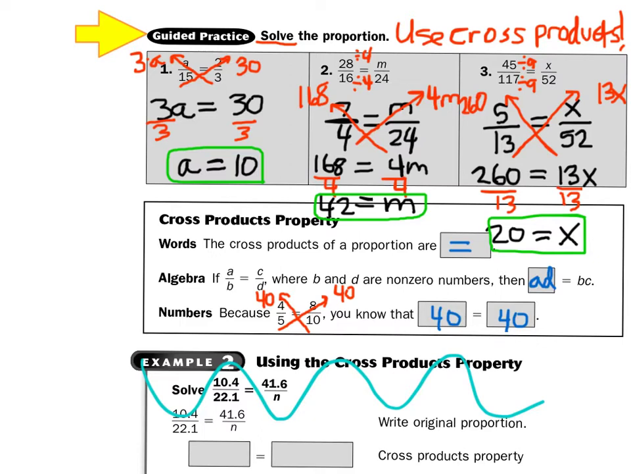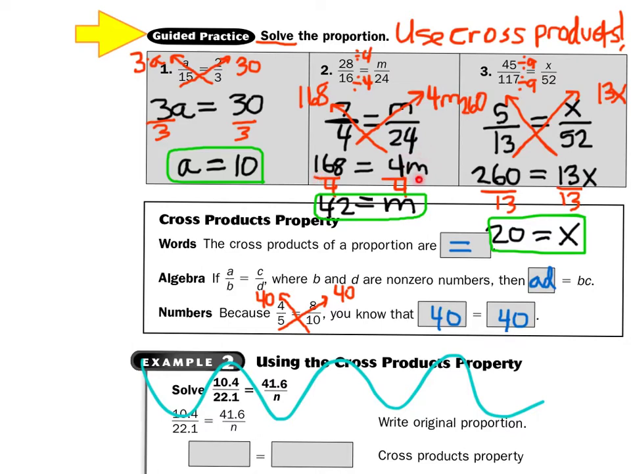And now let's do the cross product. Start at the 4 and shoot the arrow across. 4 times M gives us 4M. And then start at the 24 and shoot the arrow across. 24 times 7 gives us 168. And now let the cross products fall straight down. So the 168 came down, the equal sign came down, and the 4M came down. So I have 4 times M equals 168.